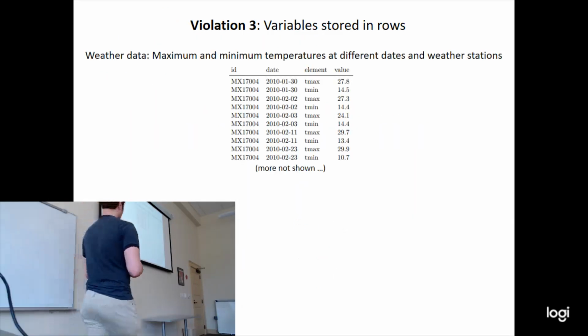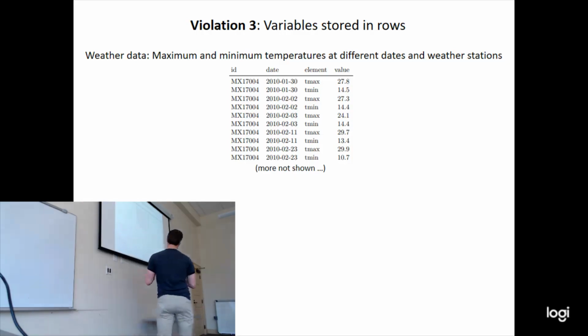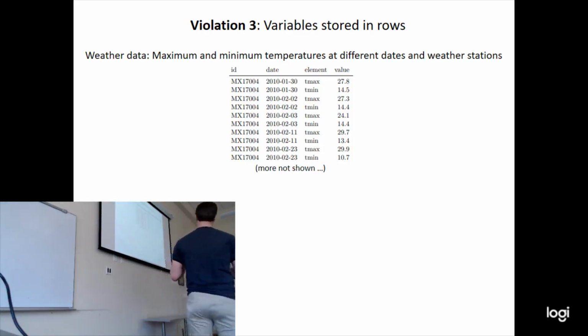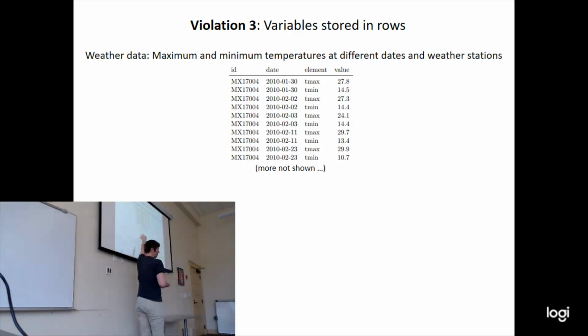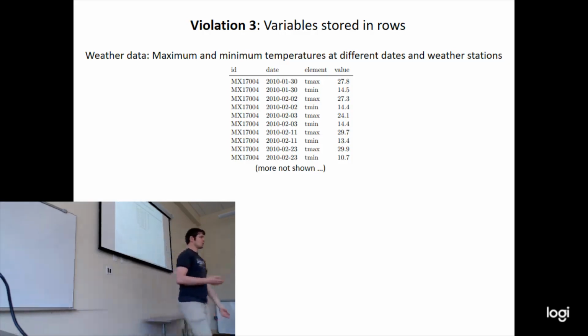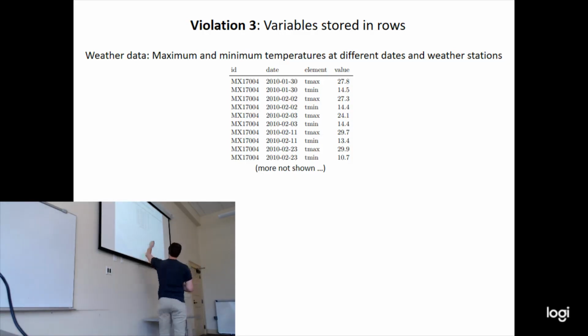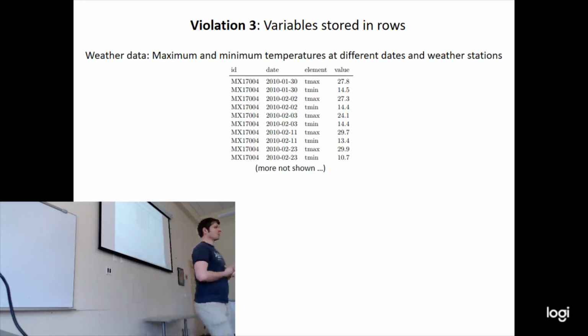Here's a more concrete example of this. These are actual data of the maximum and minimum temperature on given dates in a bunch of different countries. MX17004 is a particular weather station in Mexico. This data set has a bunch of these. And the way these data are stored is we have separate rows for the maximum and minimum temperatures.